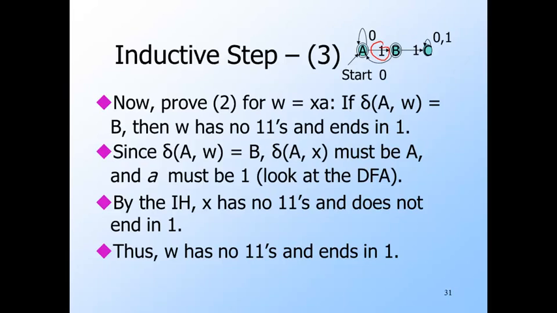Notice that if we don't use this more complicated inductive hypothesis, where we distinguish between A and B according to whether the string x ends in 1, then we cannot make the inductive proof. If we know only that x gets us to A or B, then we might think that x gets us to state A yet ends in 1, in which case w, which would be xa, would have 2 consecutive 1s.